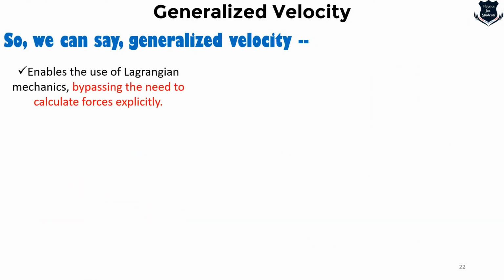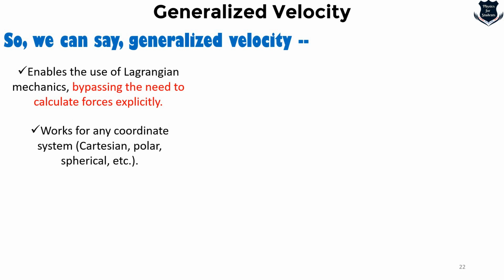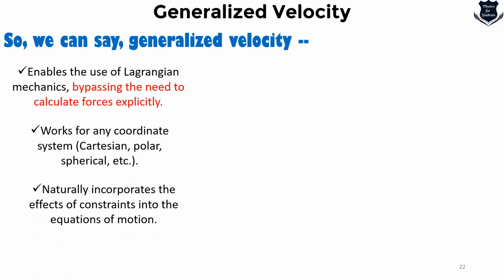So from here we can summarize that the generalized velocity enables the use of the Lagrangian, and you really don't need to calculate the force explicitly. It can be done in terms of energy, the same as the Lagrangian. You don't need force to express a system. You can just use kinetic and potential energy. It works for any coordinate system, and it naturally incorporates the effect of constraints into the equations of motion.